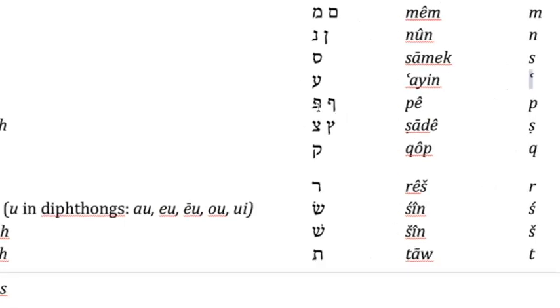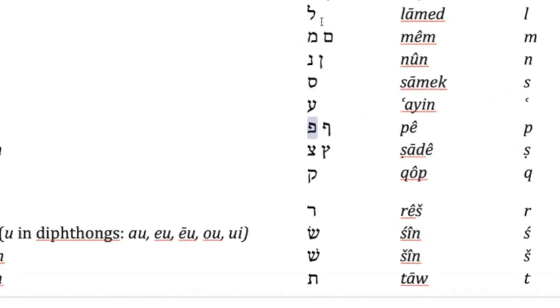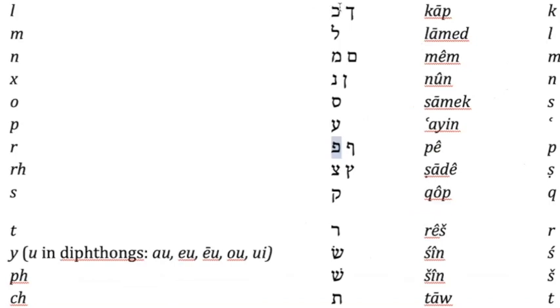A pe makes a P sound, and it also has 2 different forms. This is at the end of a word, and then in the middle. It looks just like a kaf, but has a little tail in the middle of it.